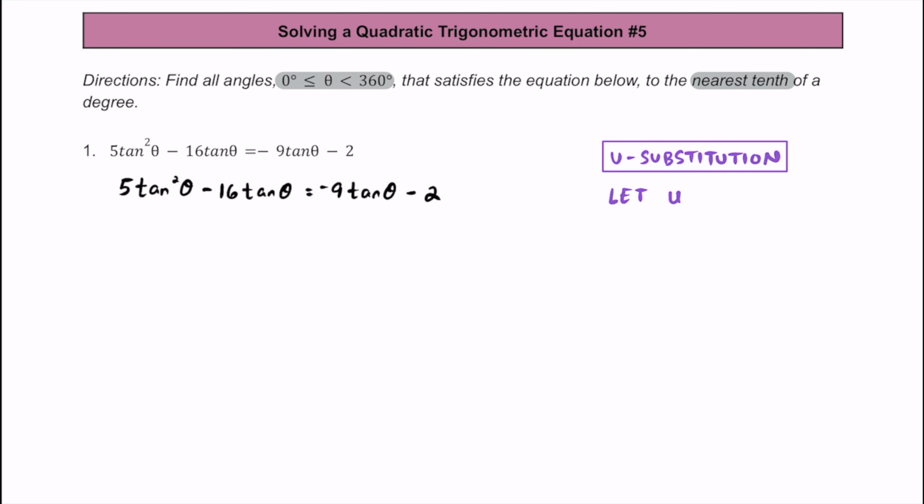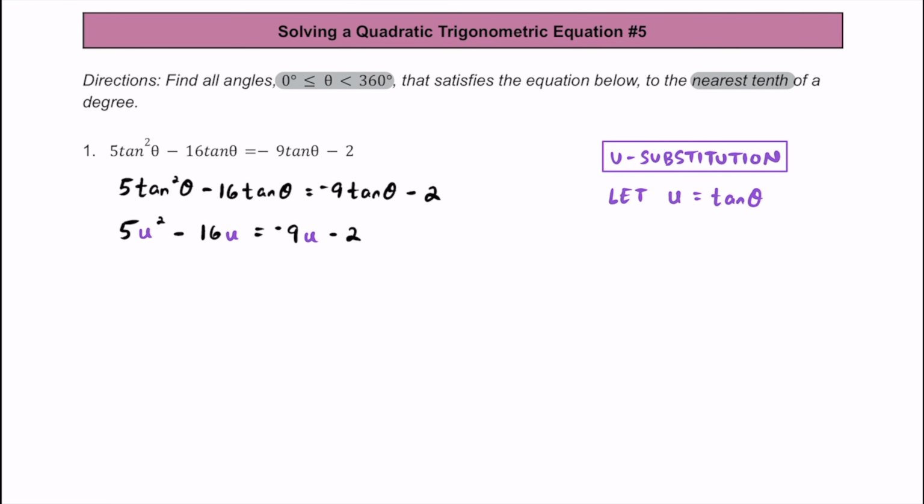And let's let u represent this function of tangent of theta, right? So anytime we see tangent of theta, we'll write u instead, and then we'll make that substitution back later, but this will just help simplify it for the time being. Rewriting all of our tangent functions using this u, we're going to write 5 times, instead of tangent of theta, u. This is going to be u squared, since tangent squared of theta is just tangent of theta times tangent of theta. This is going to be minus 16 multiplied by u, and we can set this equal to negative 9 times u minus 2.